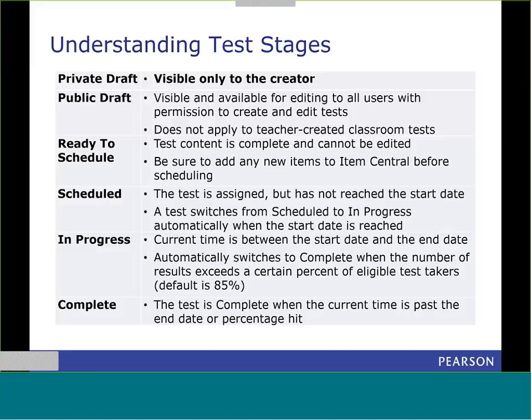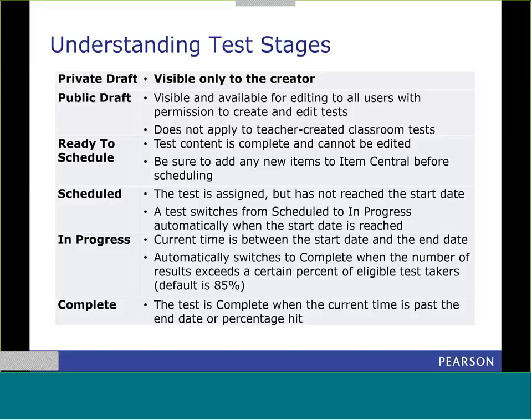So once you are sure that your test is ready to schedule and be administered, you'll then select this next stage, which is ready to schedule. You'll be prompted to make sure that everything is good to go, because you will not be able to make any changes. And then when you are actually ready to schedule the test, you'll then move into the scheduled stage. And this means that the test is actually assigned to students. You have a start and an end date, but the test itself has not reached the start date.